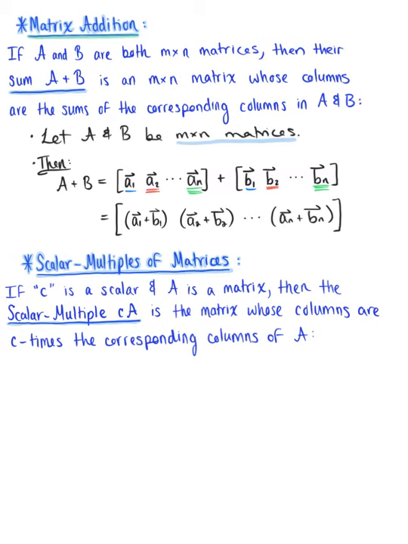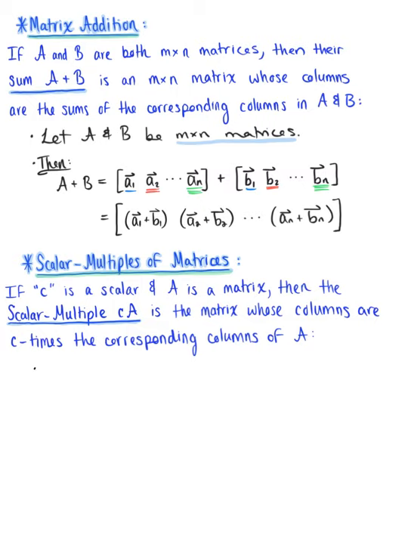So that's matrix addition. And the second algebraic operation with matrices I'd like to explore now is that of scalar multiples of matrices. So if C is a scalar and A is a matrix, then the scalar multiple C times A is the matrix whose columns are C times the corresponding columns of matrix A.